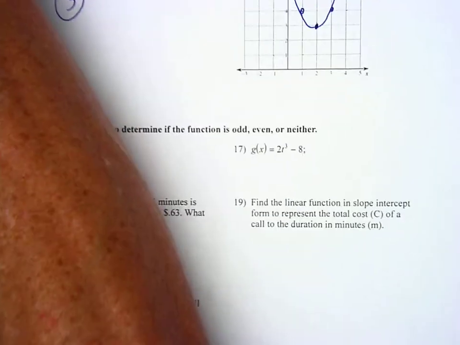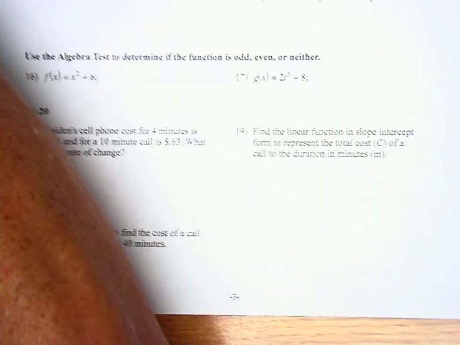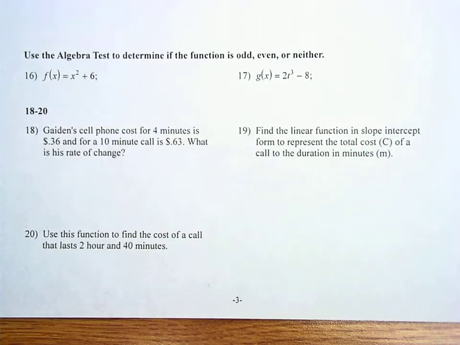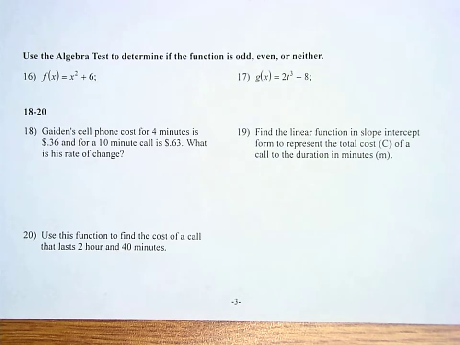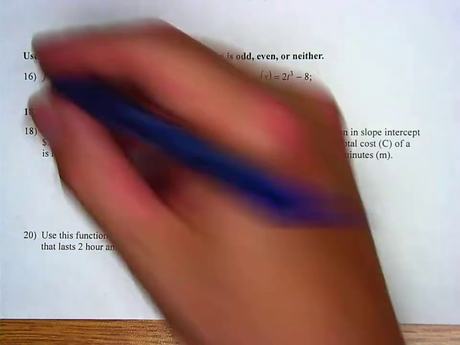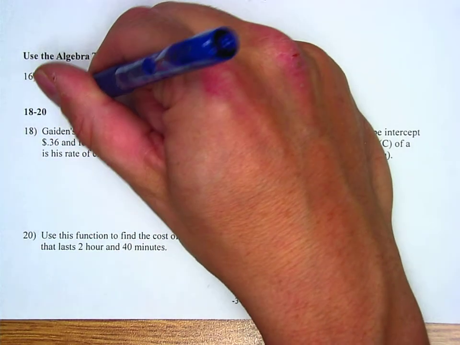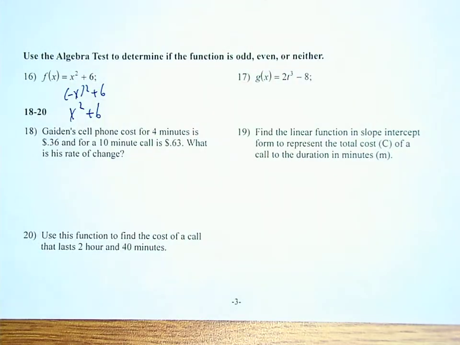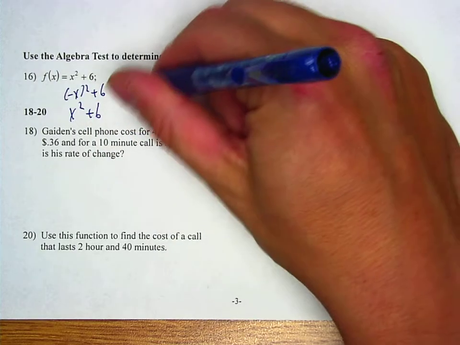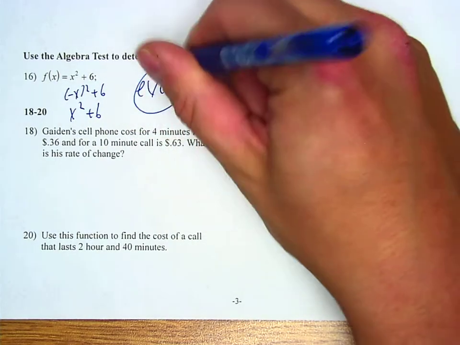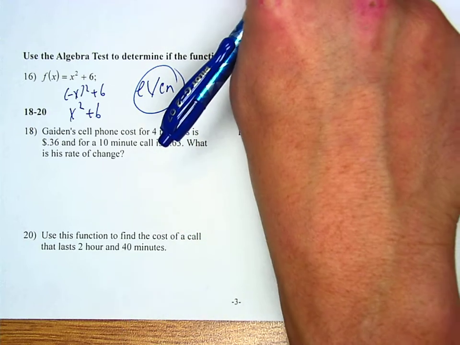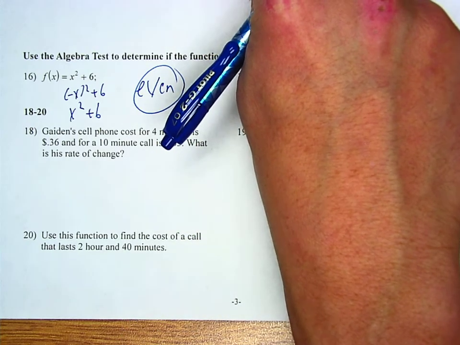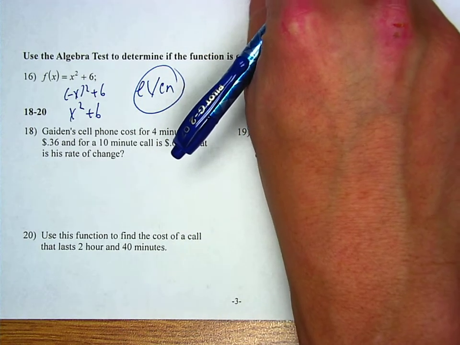All right, use the algebra test to determine if it's even, odd, or neither. So we're looking to see what happens with f of negative x. So if I put in negative x here, negative x squared plus 6, well, that stays as x squared plus 6, doesn't change it at all. So if it doesn't change it at all, we call that even. Or it doesn't change the function at all when you put in negative x. That's like a y equals x squared function, like this one right here. The original one, not the transformed one on number 15.